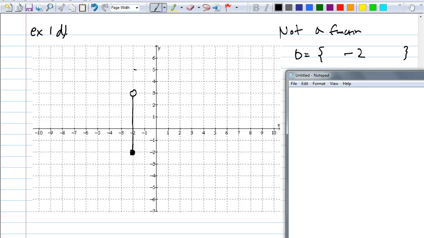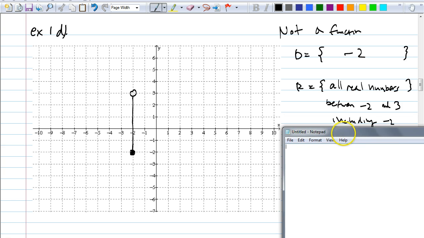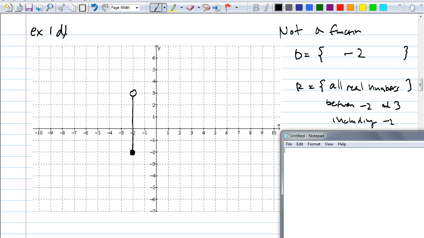Secondly, what's your range then? How would you write your range? Anyone? No one knows what the range is for this? One person? Sarah, what did you write? For the range, all real numbers between 3 and -2, including -2. Right. So you don't have to say not including. So all real numbers between -2 and 3, including -2. If you don't include it, then it's not included. What's another way of writing this?